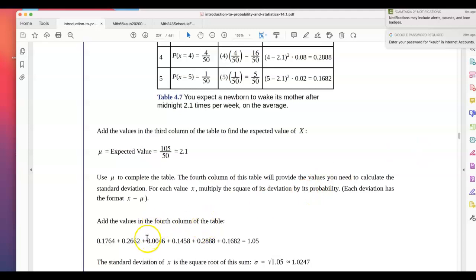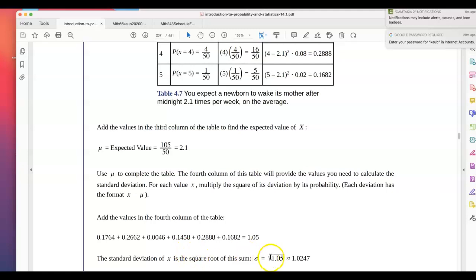They took this. So when you add these numbers up, what you get is the variance. So if they ask for the variance, you don't take the square root. But if they ask for the standard deviation, you take the square root of that. So the variance is 1.05. The standard deviation is 1.0247 rounded to 4 decimal places. Okay. That's how you do it by hand.